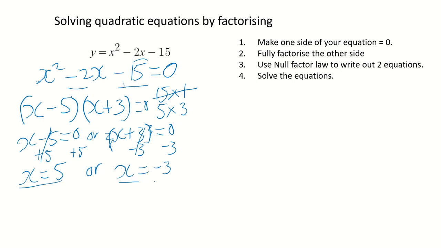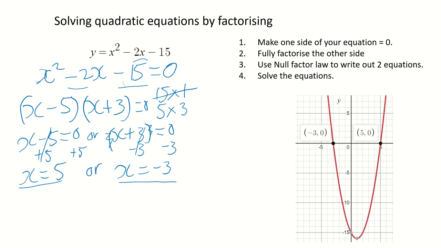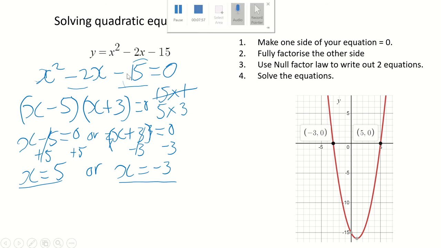So these are our solutions. And if we were to graph this quadratic, our x-intercepts should be 5 and -3. And they are 5 and -3. So that's how you can solve quadratic equations by factorizing.